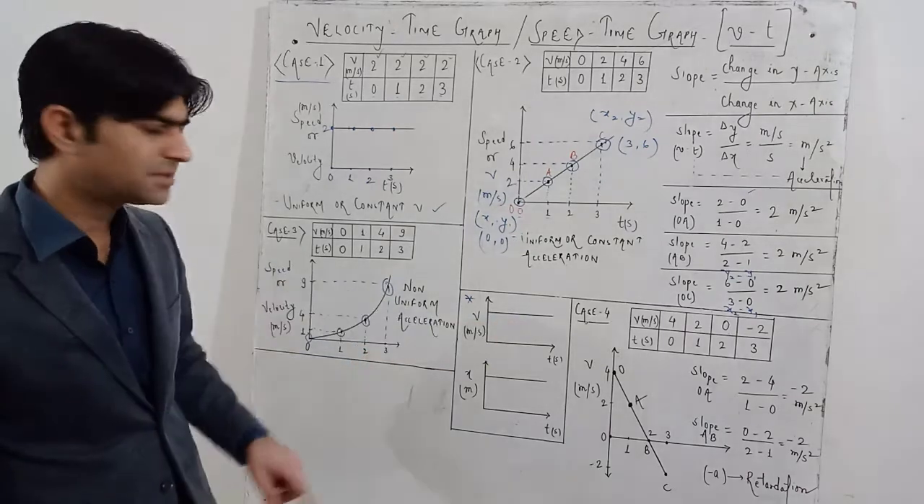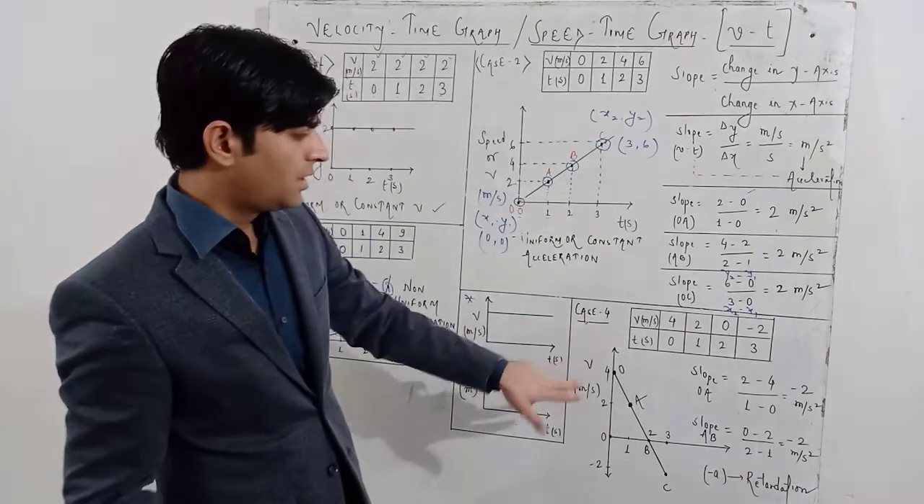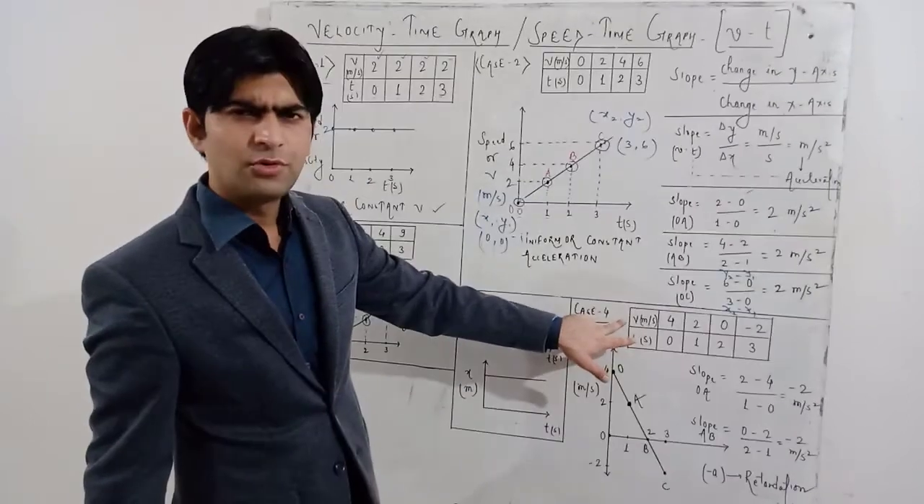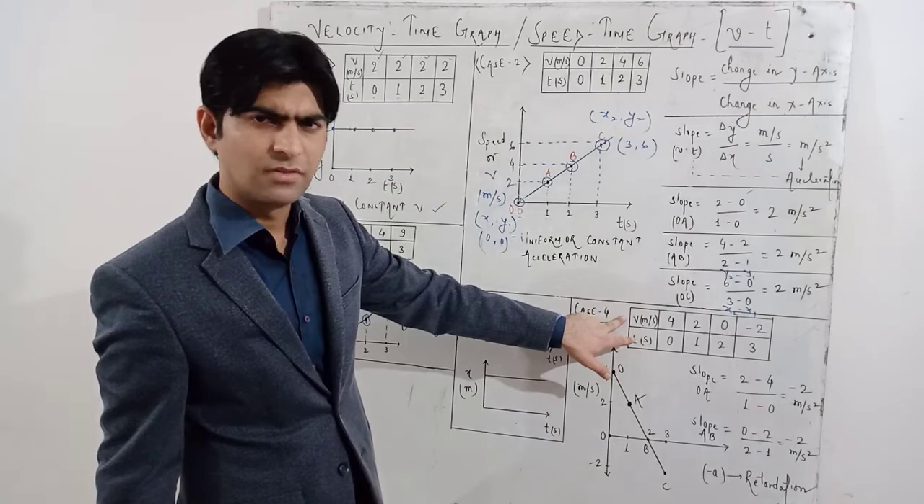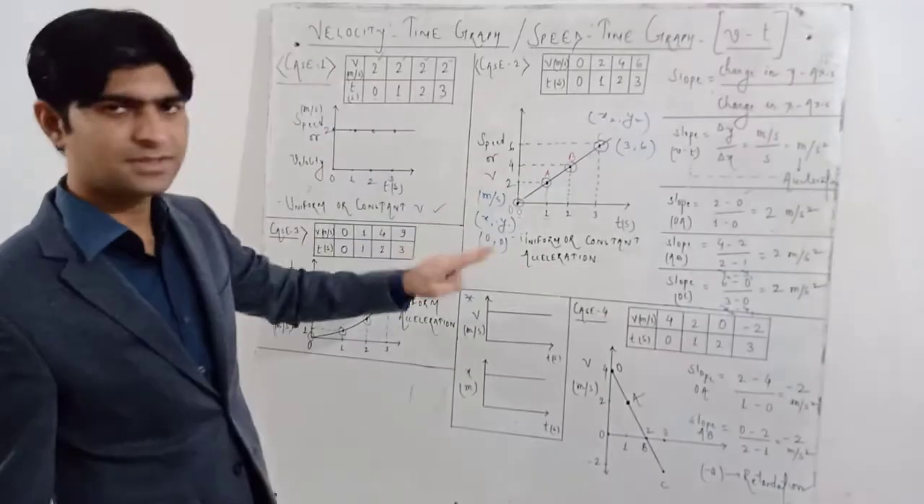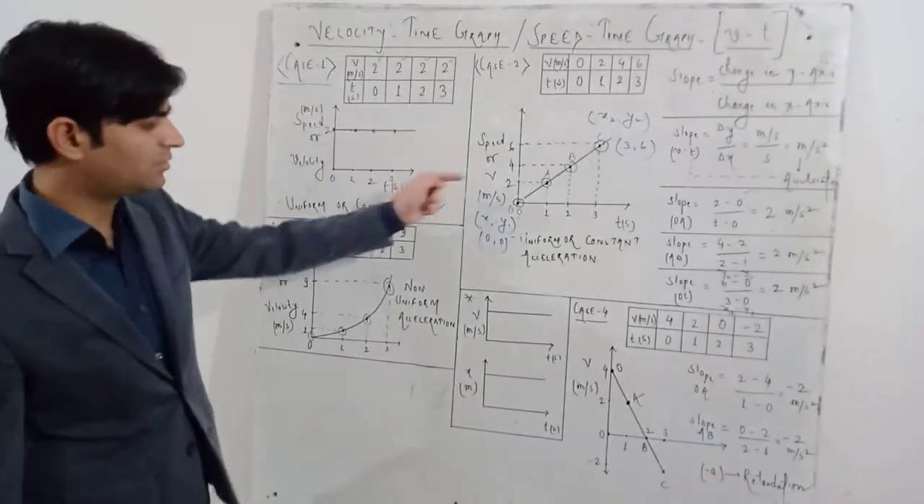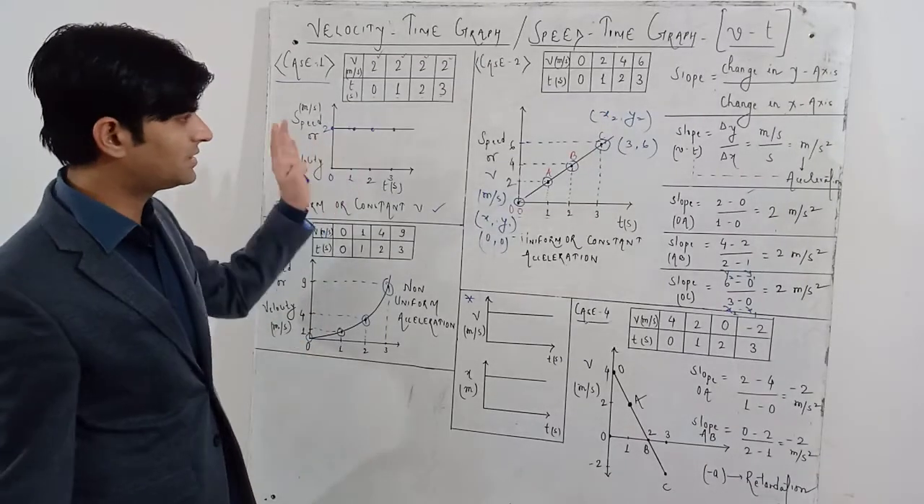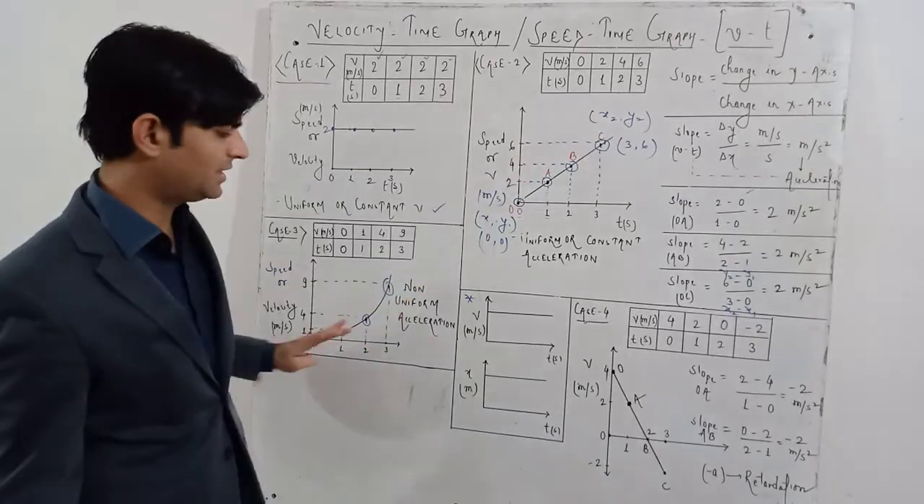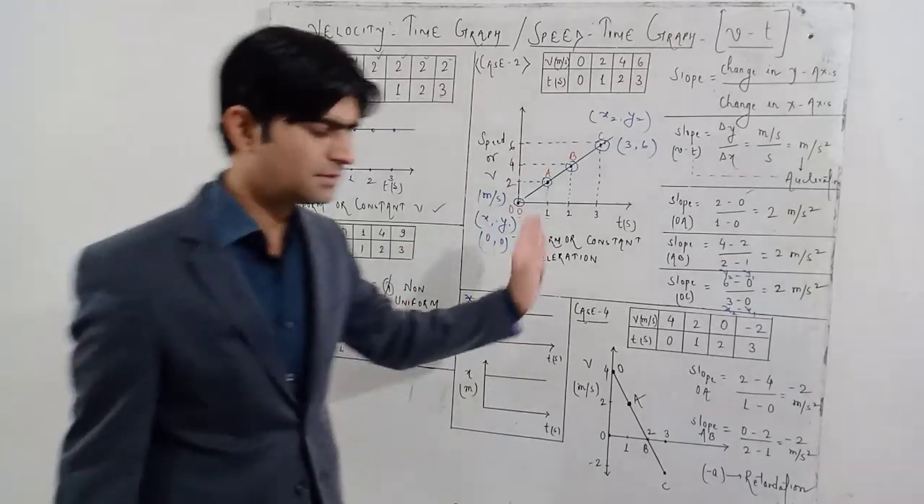Coming to the last case, case number 4. Here it's better if you don't write speed; here you will consider V as the velocity. In the first 3 cases I have written speed or velocity, because in these 3 cases, here it is constant, here it is increasing, here it is also increasing. Here this is a decreasing graph.